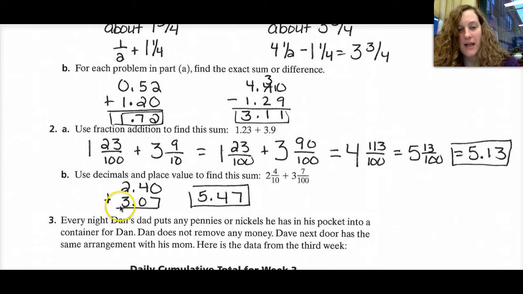Now we're going to try to add without taking fractions and turning them into decimals. So 2 and 4 tenths is just 2 and 4 tenths, but we're actually going to turn it into 2 and 40 hundredths, so we line up right. And 3 and 7 hundredths is 3 and 7 hundredths. So 2 and 40 hundredths plus 3 and 7 hundredths is 5 and 47 hundredths.